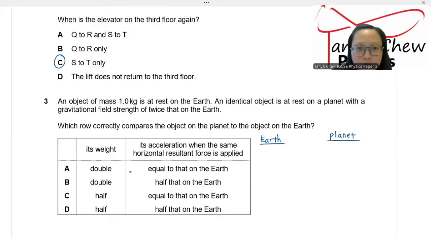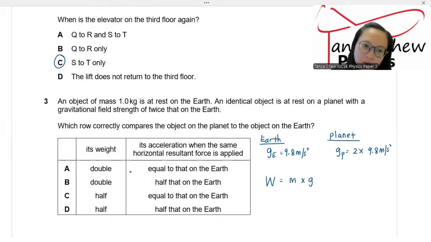So the gravitational field strength of the Earth is 9.8 meters per second squared. Remember that, right? The gravitational field strength of this planet is 2 times the gravitational field strength of Earth. Now, which row correctly compares? I want you to see this. Weight W equals mass times gravitational field strength.